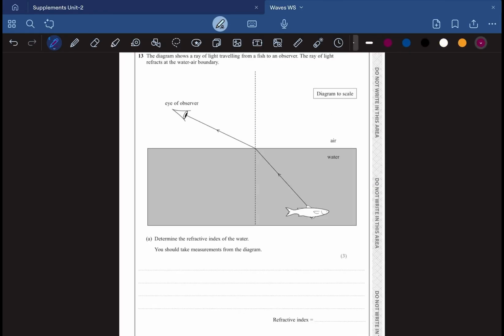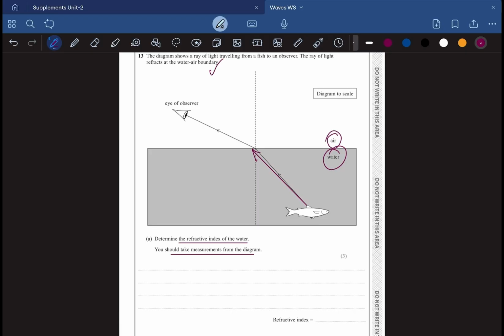Alright, so now let's have a look at this question. It says the diagram shows a ray of light traveling from a fish to an observer. So it is going from a more dense medium to a less dense medium, and it refracts at the water-air boundary. It says determine the refractive index of the water, and you should take the measurements from the diagram.